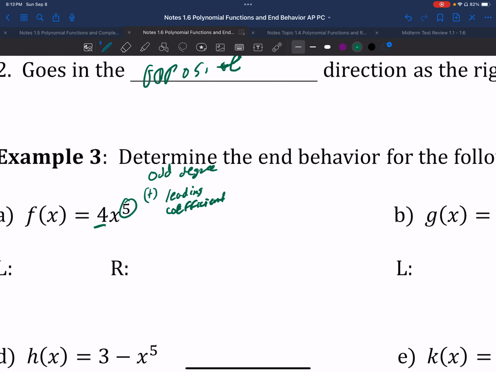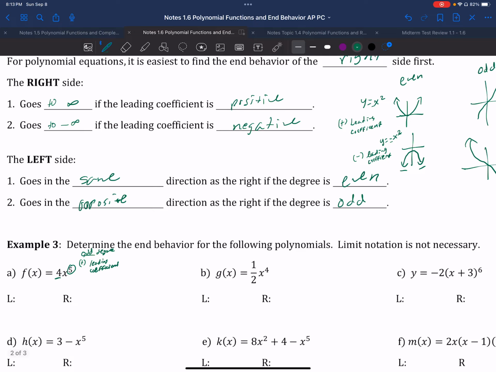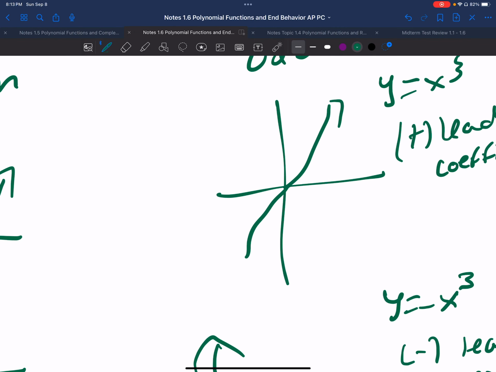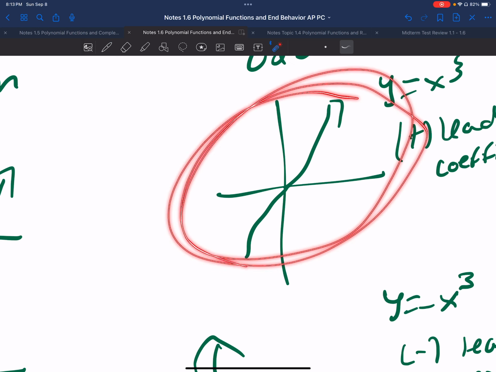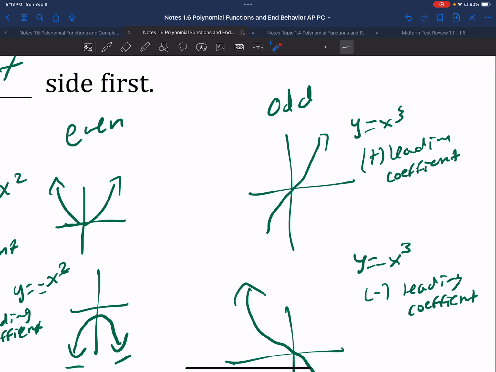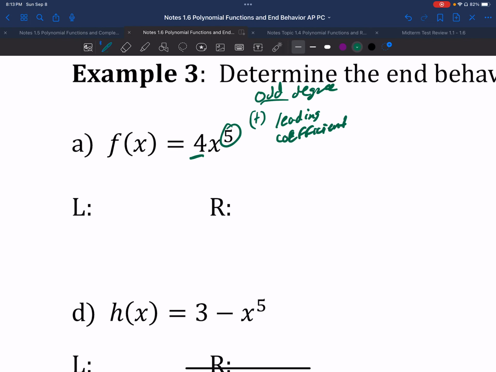So I know that since it's odd, it's going to go in opposite directions. And since my leading coefficient is positive, this graph could be used to find my limits because the end behaviors will behave the same. So the left side is pointing left and down, meaning the limit as x approaches negative infinity is going to be negative infinity.